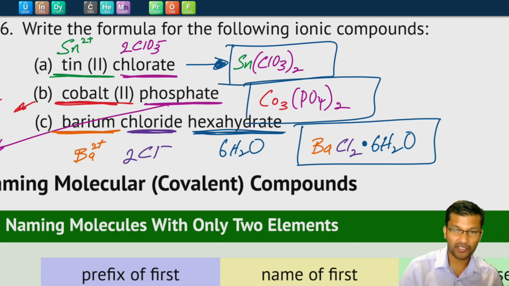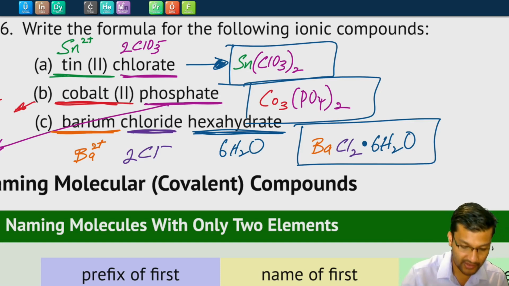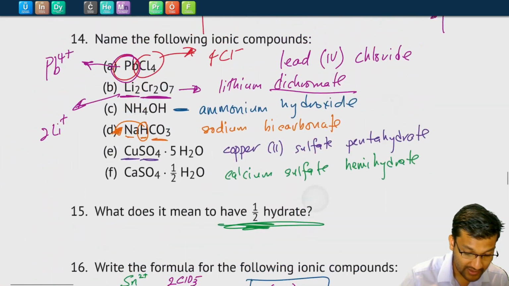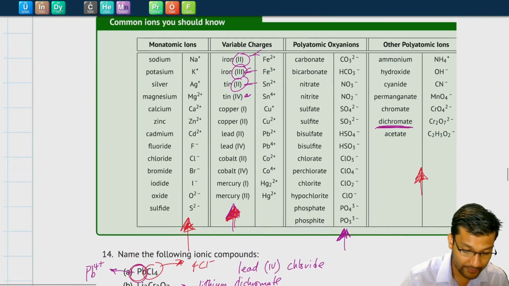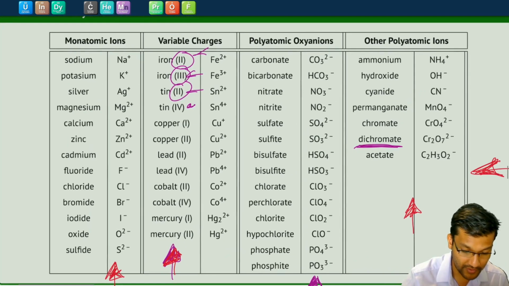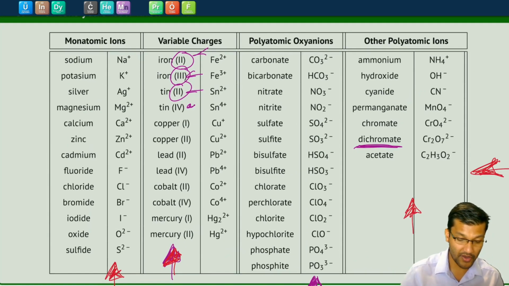If you have any questions naming these, just let me know. But this is a huge part of what you should know for this chapter, naming ionic compounds, and all of the things on this table I sort of expect you to know certainly by the end of the course.